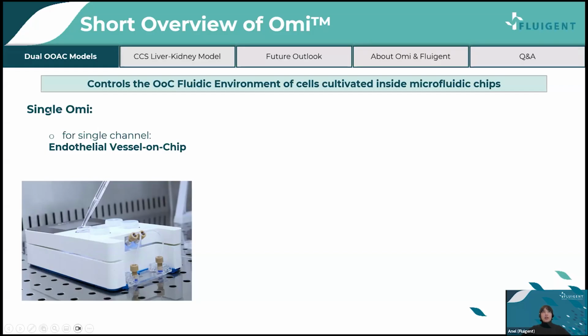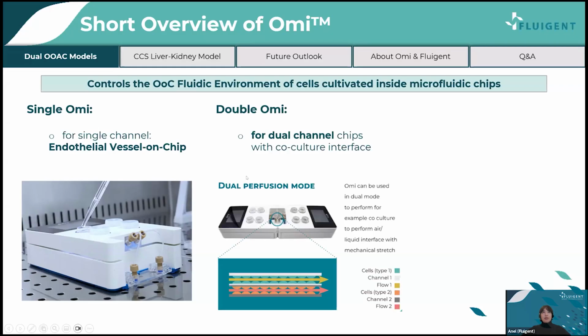So the first configuration is a single Omi. You can have one Omi device connected to one chip and recirculate it in a controlled way through a Fluigent technology based on pressure. Then we have the dual Omi configuration where you can control two Omis in a synchronized way to have a liquid co-culture interface that is illustrated here.